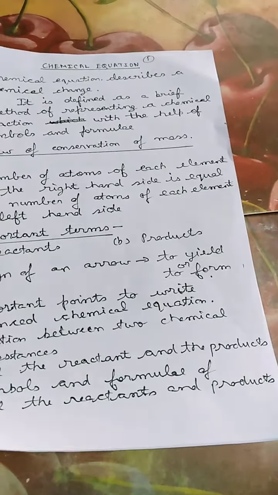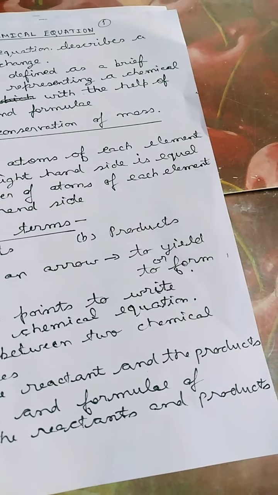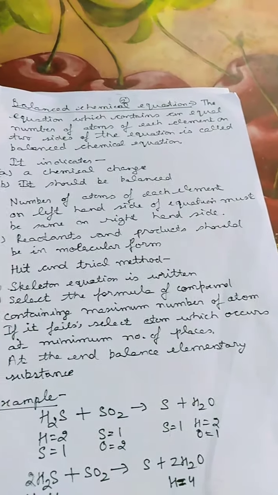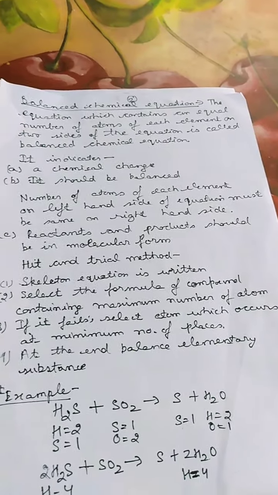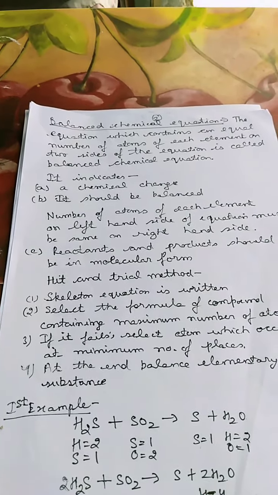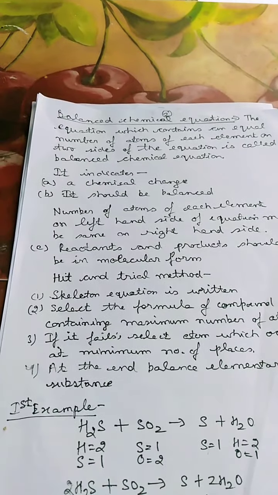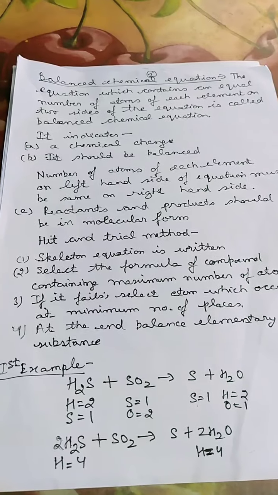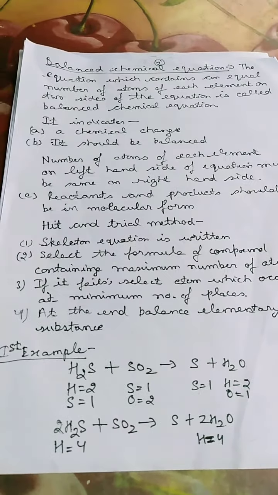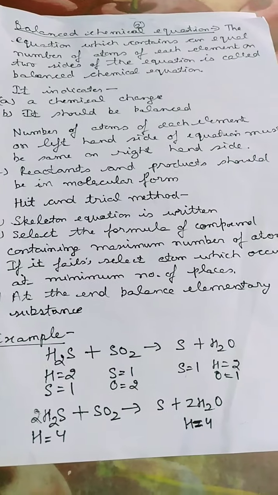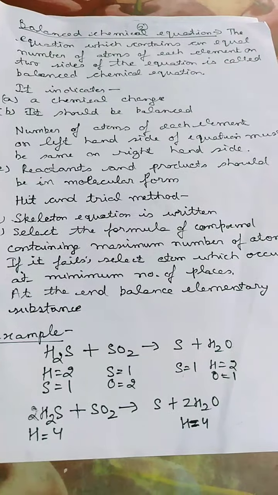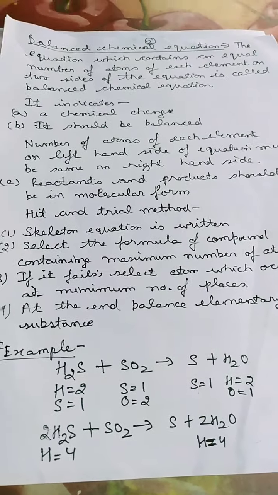Now, what is a balanced chemical equation? As written on page number 14 of your book, a chemical equation in which the number of atoms of each element is the same on the side of reactants and products is called a balanced equation. Here we have the equation which contains an equal number of atoms of each element on two sides of the equation, called a balanced chemical equation.